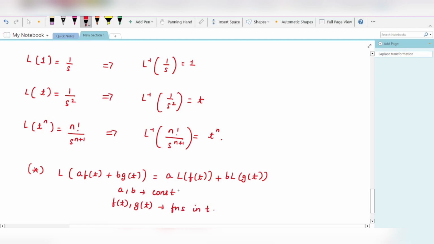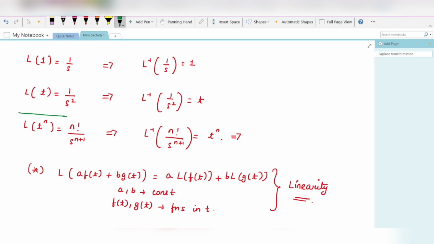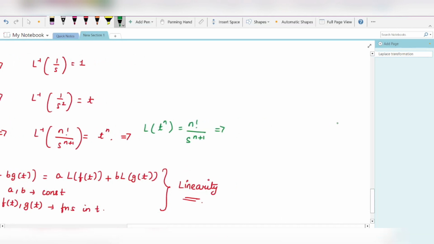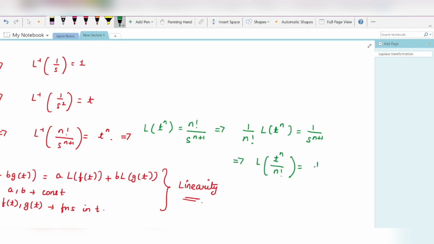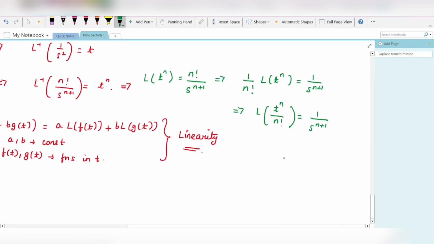All right. So because of this linearity, this is showcasing that the Laplace transformation holds the property of linearity. And by this property, this particular thing can now be expressed from L of t raised to n is equal to n factorial by s raised to n plus 1. I have that 1 by n factorial L of t raised to n is 1 by s raised to n plus 1, or basically L of t raised to n by n factorial is 1 by s raised to n plus 1. So therefore, now I can say that the Laplace inverse of 1 by s raised to n plus 1 is t raised to n by n factorial.